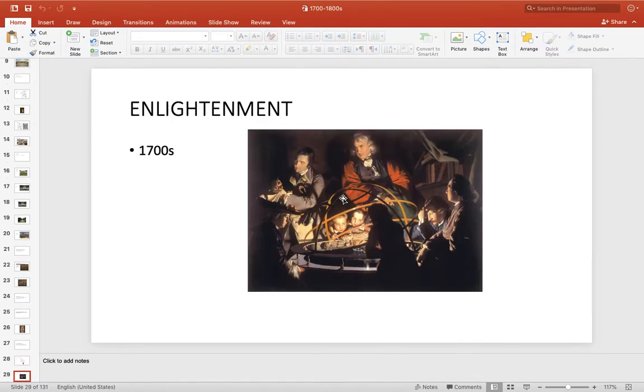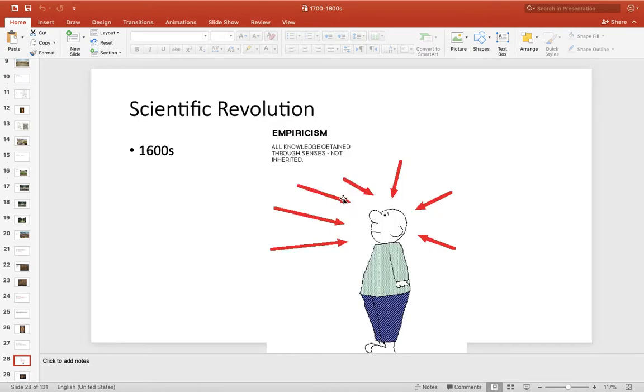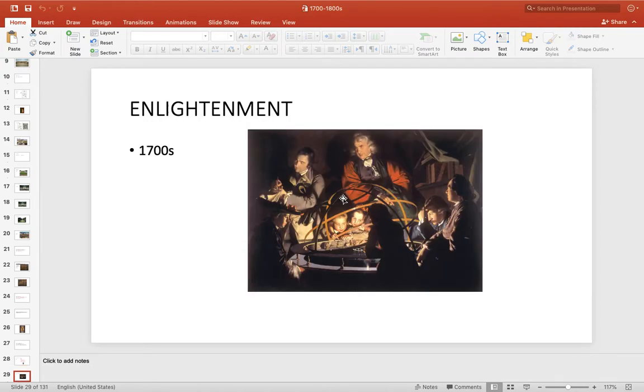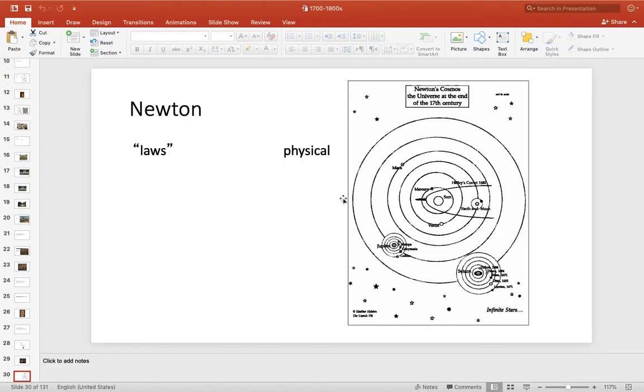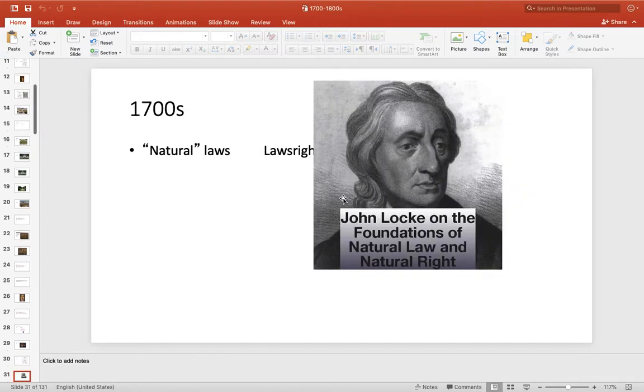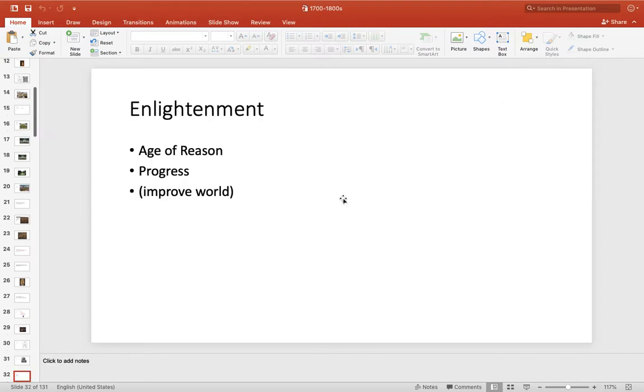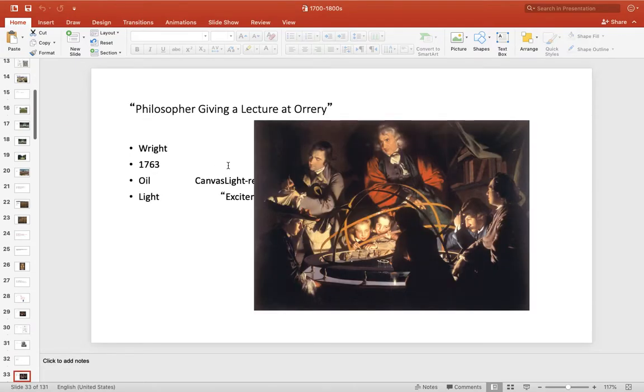All right, then we have the scientific revolution. And that leads to the Enlightenment. The scientific revolution of the 1600s leads to the Enlightenment of the 1700s. Newton, there are physical laws. Enlightenment, there must be natural laws for government, for human beings, for society. Enlightenment wants progress to be reasonable to improve the world.